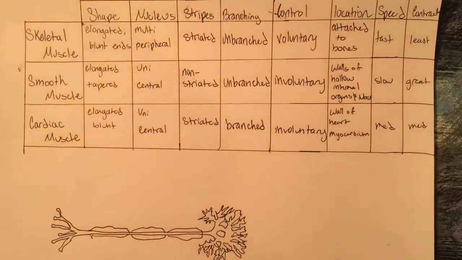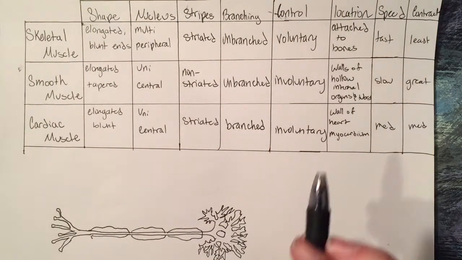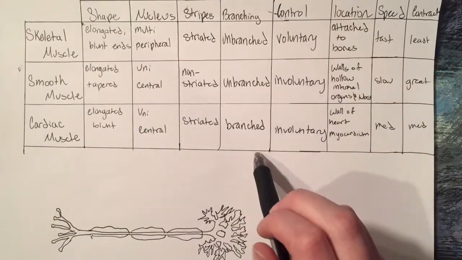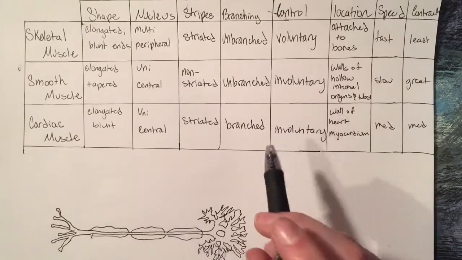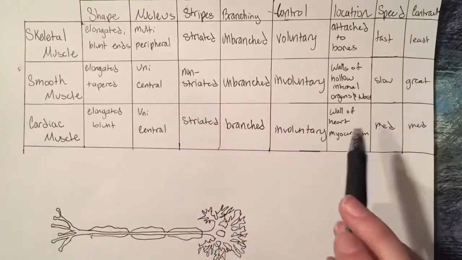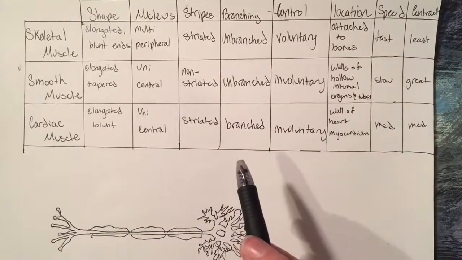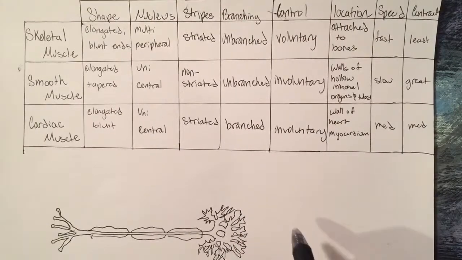Let's move on to muscles. There are 3 different types of muscles: skeletal muscle, smooth muscle, and cardiac muscle. So this is just a comparison chart, which is very helpful, and then we're going to look at some slides. First, we're going to talk about skeletal muscle.